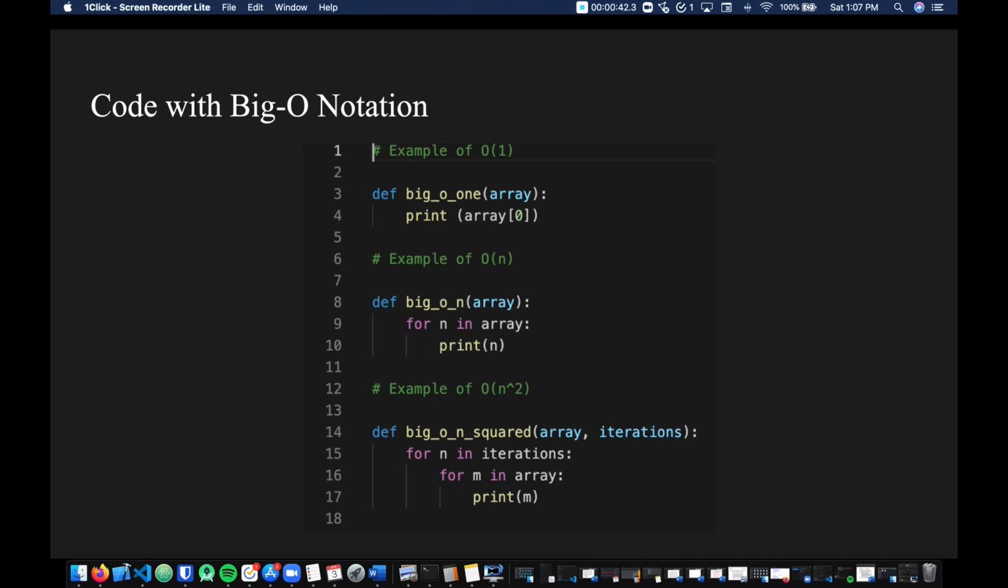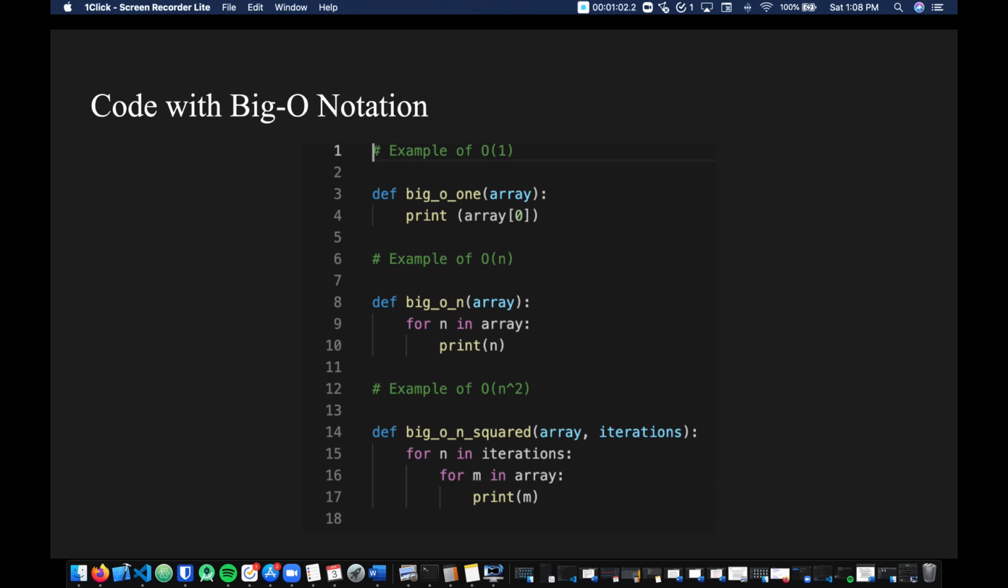The third one is quadratic time, O(n) to the second power, and it has an input of an array and an iteration. Now it has 2 for loops in here, so there's an added layer of complexity to it, and it'll go through the iteration n number of times printing out that array. So in terms of complexity, this is probably the higher one.